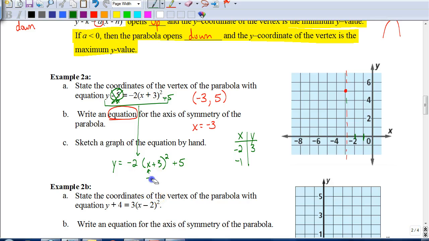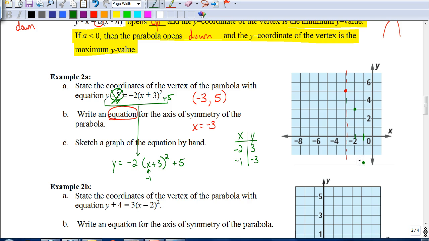I'm going to put negative 1 in here now for x. So negative 1 plus 3, well, that's 2. 2 squared is 4. Take 4 times negative 2, that's negative 8. Plus 5 is negative 3. So now I'm going to graph these 2 points. Negative 2, positive 3 would be right about here. Negative 1, negative 3 we'll estimate to be about there.